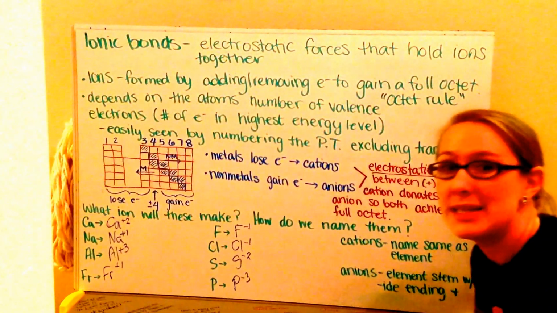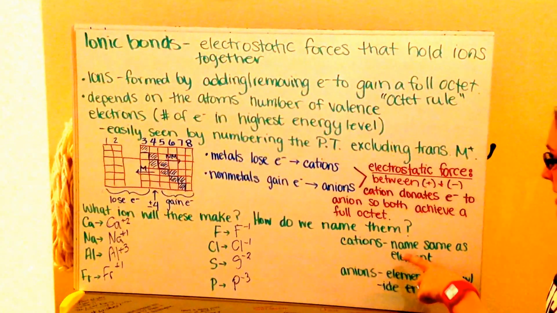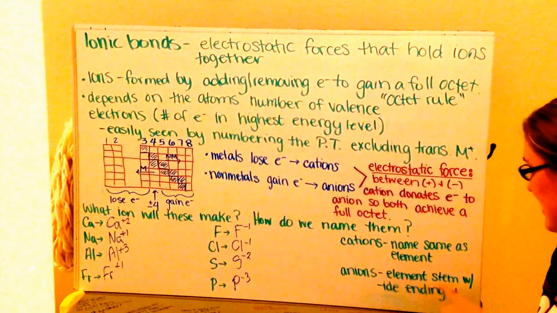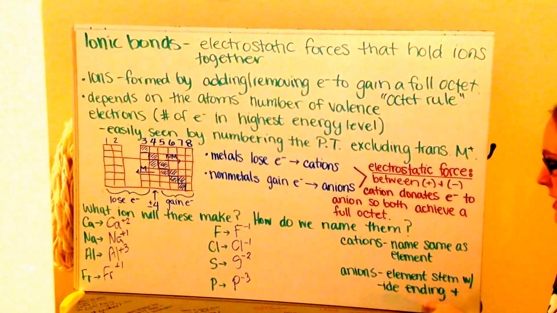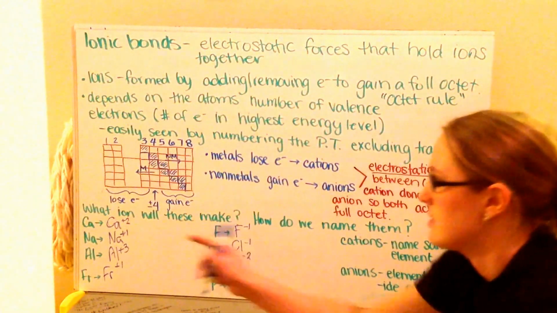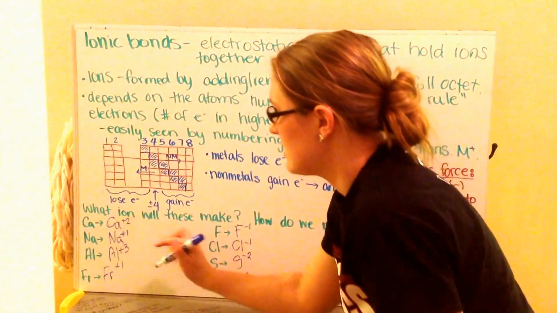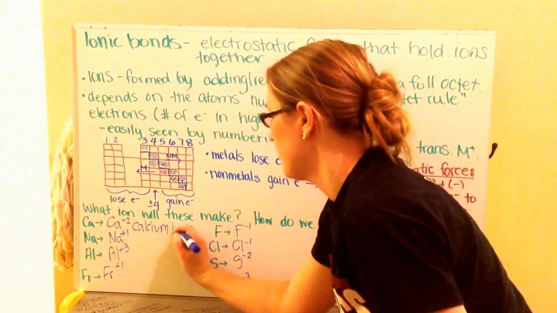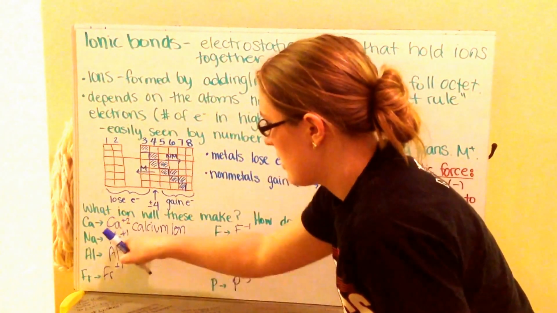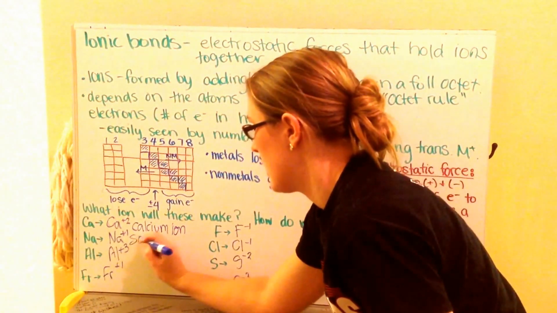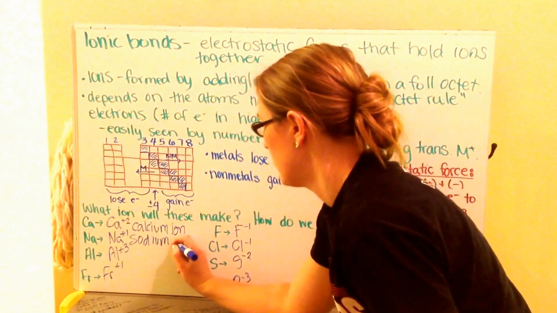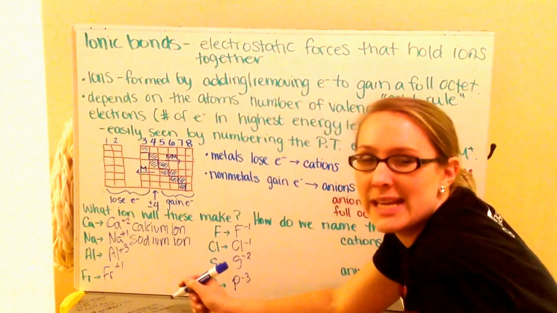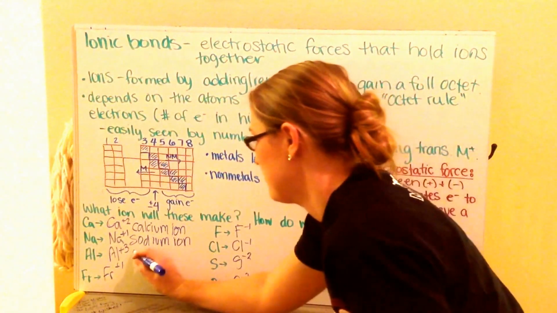Now we have a specific way to name our ions. Cations have the same name as the element, and we always add ion at the end. Anions have the element stem, and they have an IDE ending after the stem. So let's try naming our cations. These are positively charged. So for my calcium plus 2, I just call that a calcium ion. Sodium, again, is just a sodium ion. Aluminum and francium, again, just cations, so I just use my element name.